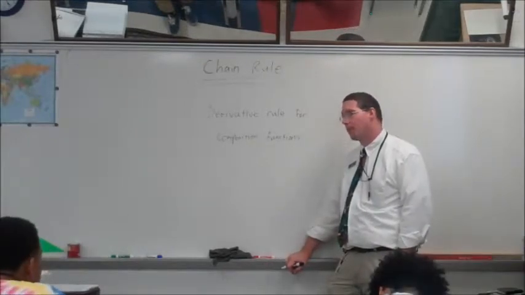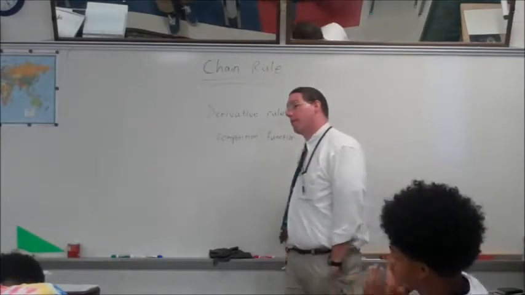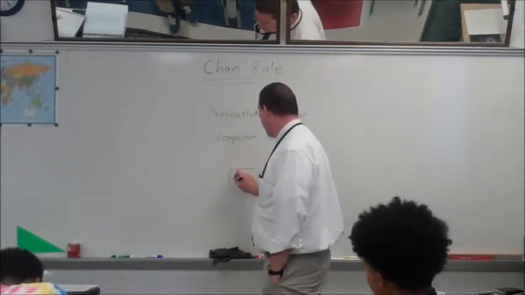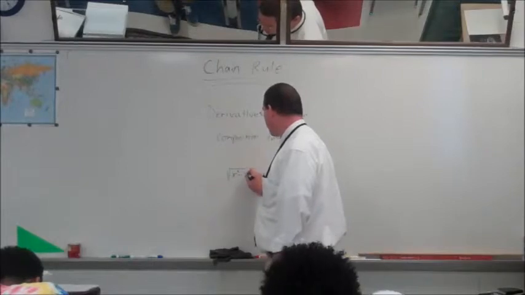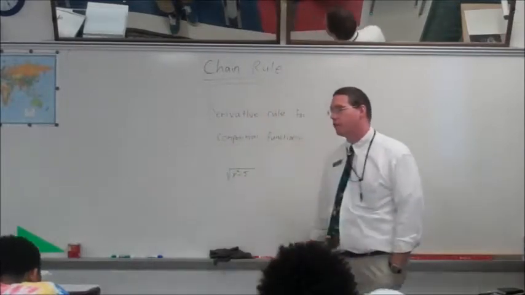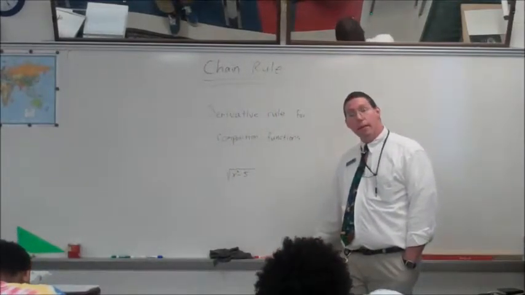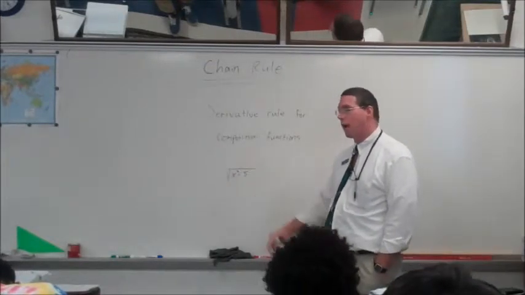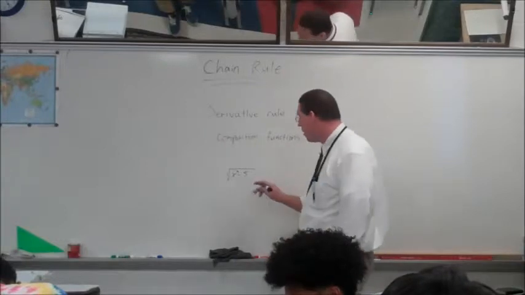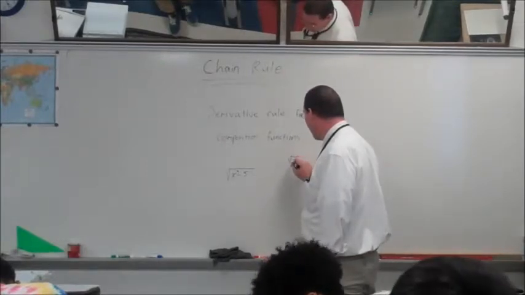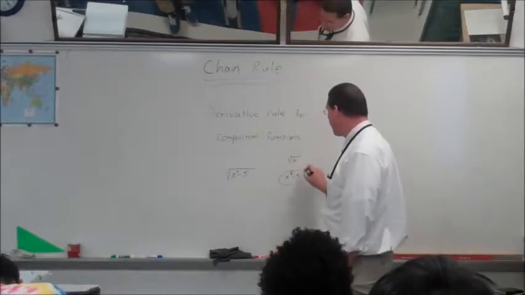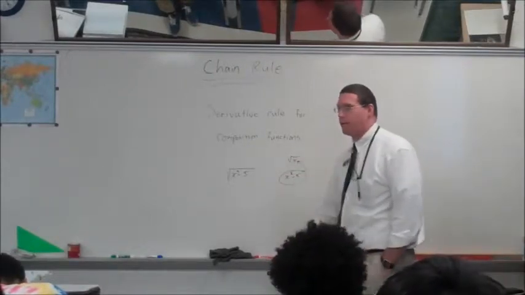A composition function is something like this. The square root of x squared minus 5 is a composition function. It's got 2 kinds of functions. It's got a polynomial plugged into a radical. It is basically the square root of x, where x squared minus 5 is shoved in for x.